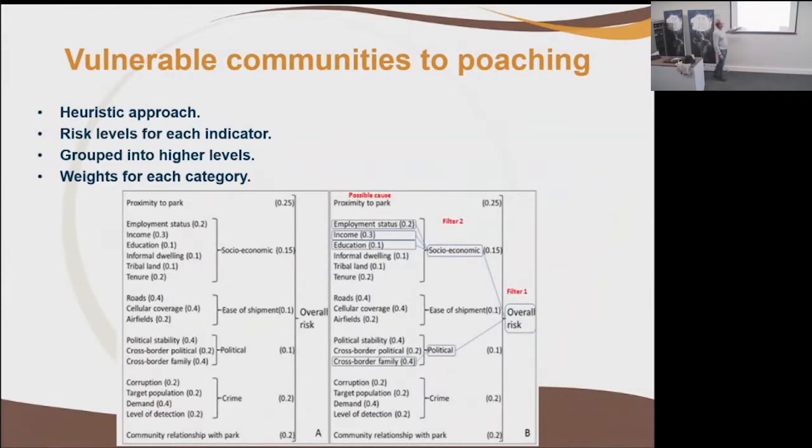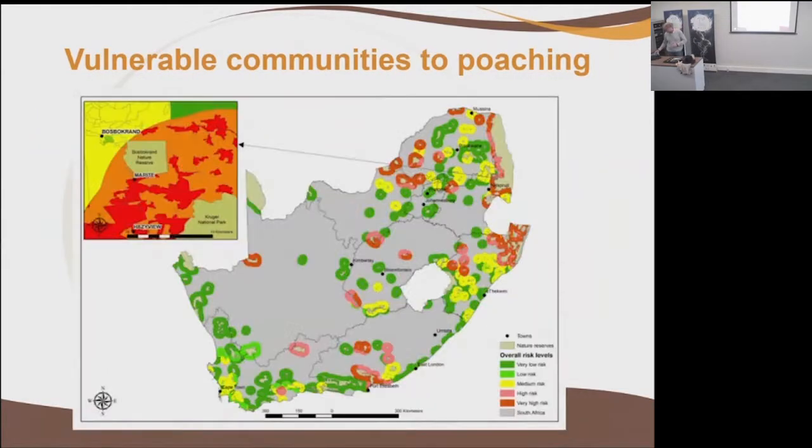poaching and so forth. And we looked at all the communities within a 20-kilometer range from all the nature reserves in South Africa, with the emphasis on those that have rhinos for this particular exercise. And we looked at employment status, income, education, and all that kind of stuff, and worked out a kind of heuristic risk levels. And that was the end result that we did.